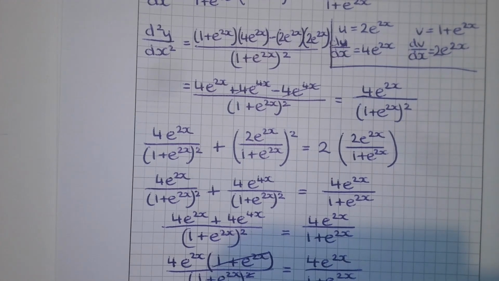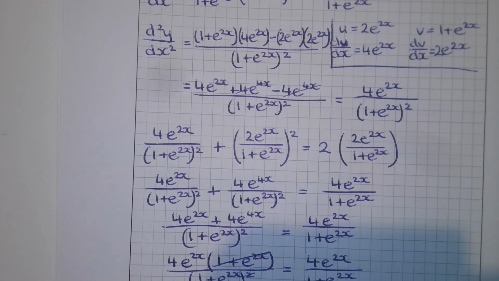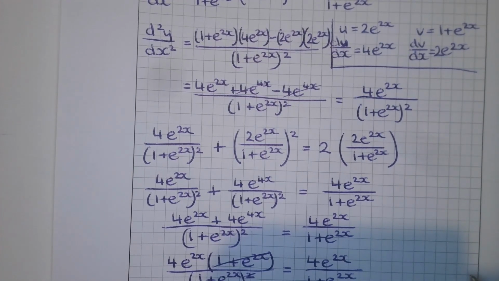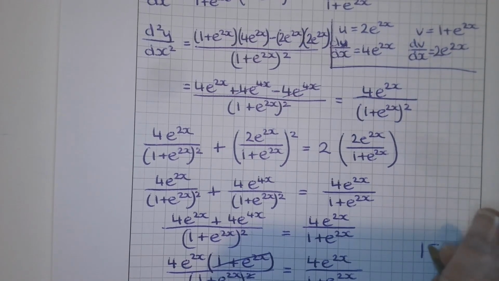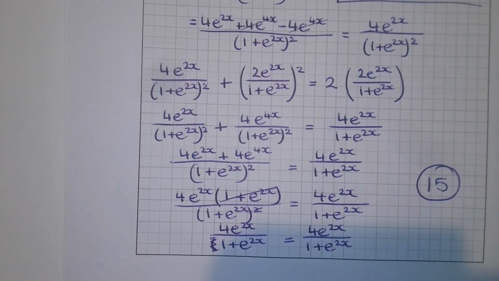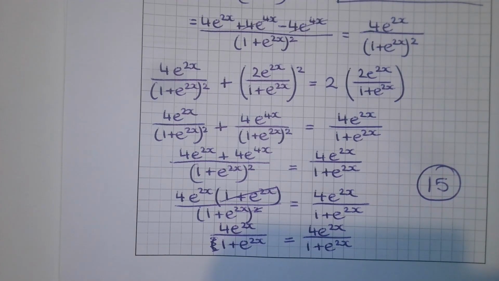Don't need the bracket there. I can write it if I want to. So I've proved there that the left-hand side is equal to the right-hand side, and therefore I've answered the question and I've shown what they've asked me to. And that question is worth 15 marks. Apologies there for not showing it fully on the screen, but hopefully you can see there now.